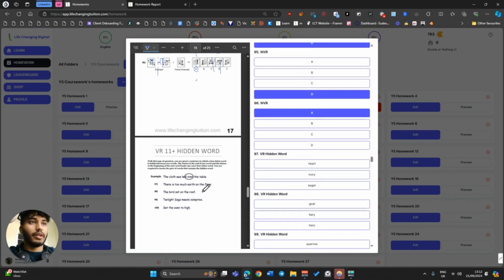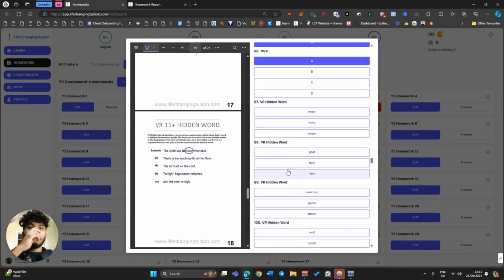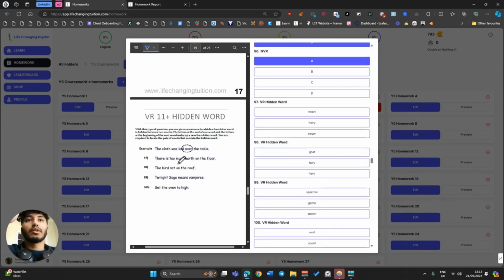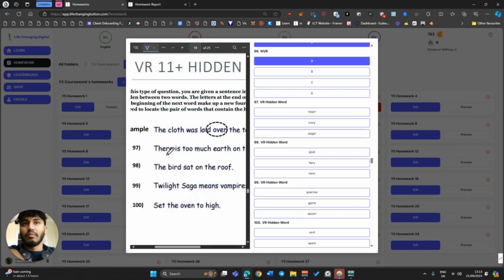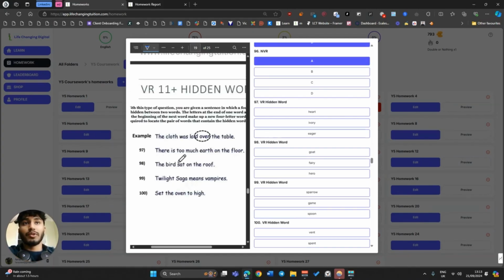Right, now we're on to hidden word. Verbal reasoning, 11 plus hidden word. Okay. So you just have to find the word that is hidden between the start of one word, the end of one word, and the start of another word. So you've got a sentence here. Best thing to do initially, if you want to do these fast, you want to just scan between these sections, right? So just try and see if you find anything.